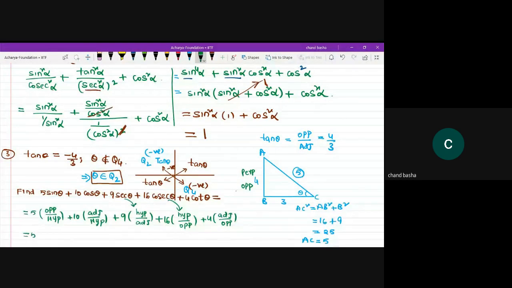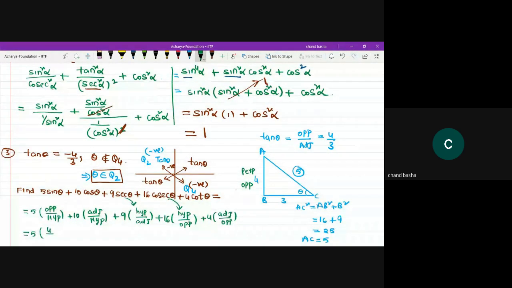That is 5 into, what is meant by sine theta value? Opposite upon hypotenuse, it is 4 divided by 5, it is positive. Plus 10 into adjacent upon hypotenuse, but I have to take the minus sign. Why? Because you are in second quadrant. Minus sign will be assigned. That is 3 divided by 5. It is also minus sign.